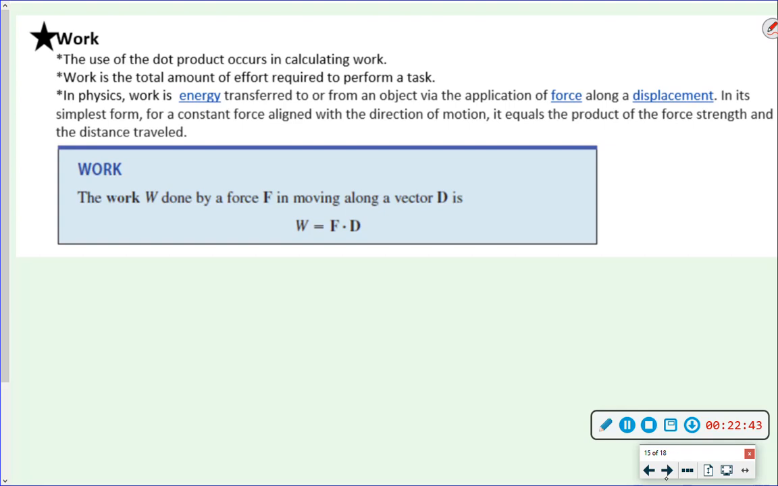In physics, work is the energy transferred to an object by the application of force along a displacement, direction, okay? In the simplest form, a constant force aligned with the direction of motion is the product of the force and the distance traveled. So we're going to do the force times the distance. Dot product with the distance is really what we're after here.